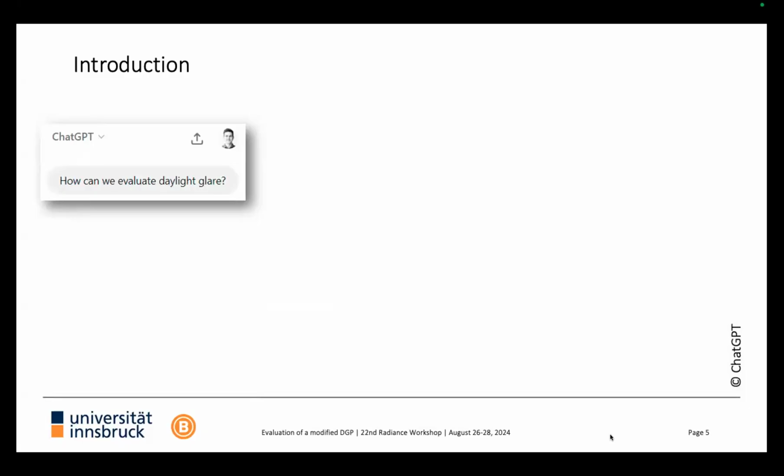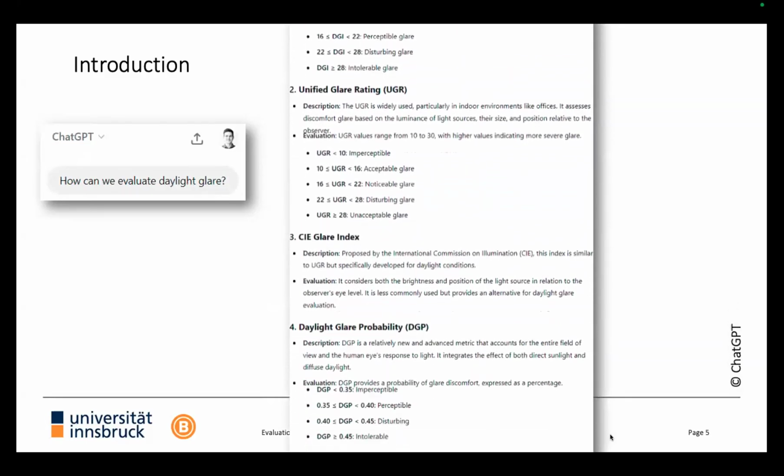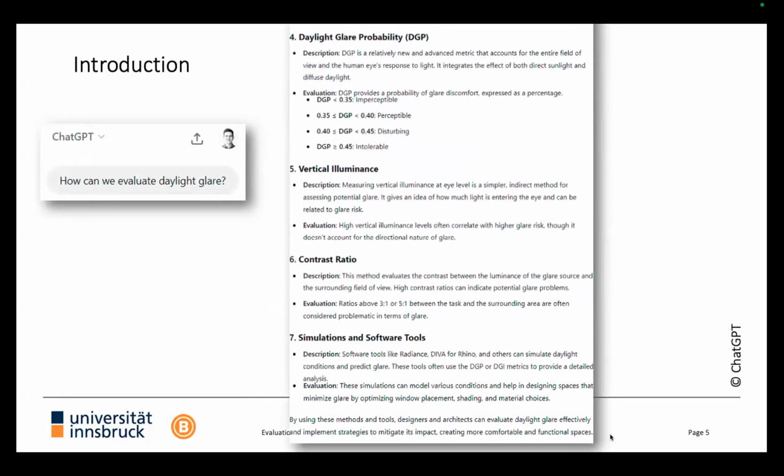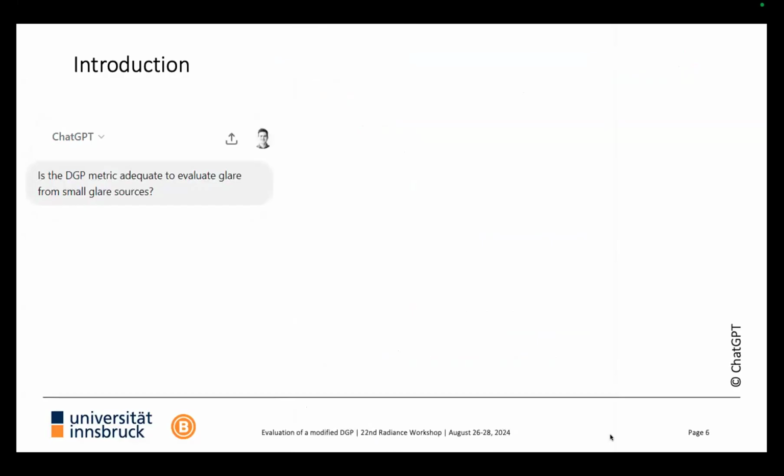Looking into the topic that we were looking for, DGP for small glare sources, how can we evaluate glare? So what can we use to evaluate it? There's a long list that comes up: DGI, UGR, CIE glare index, vertical illuminance, all that as well. So I started to think about daylight glare with UGR, you can try it. We know you shouldn't do it. It's not the best idea to do that. But as we know, DGP is a good way and a good metric to do so.